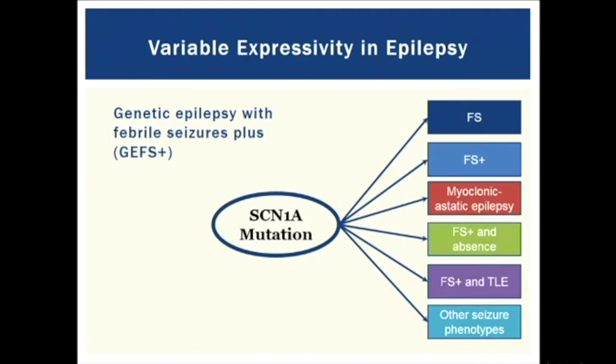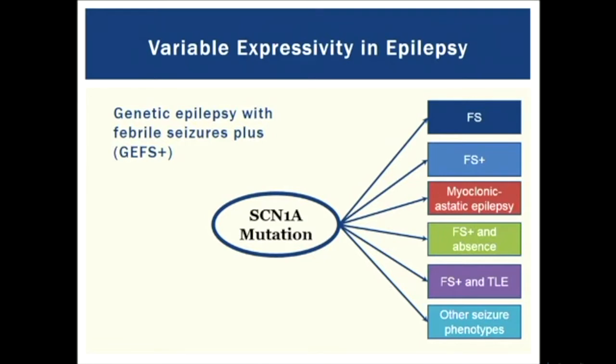Another example of variable expressivity is in epilepsy. We're learning that SCN1A, the gene that encodes the alpha-1 subunit of the sodium channel, seems to be involved in many, many different types of epilepsy. Practically every study design that you use turns up SCN1A as a risk factor. And it was first discovered in studies of an interesting disorder called genetic epilepsy with febrile seizures plus.